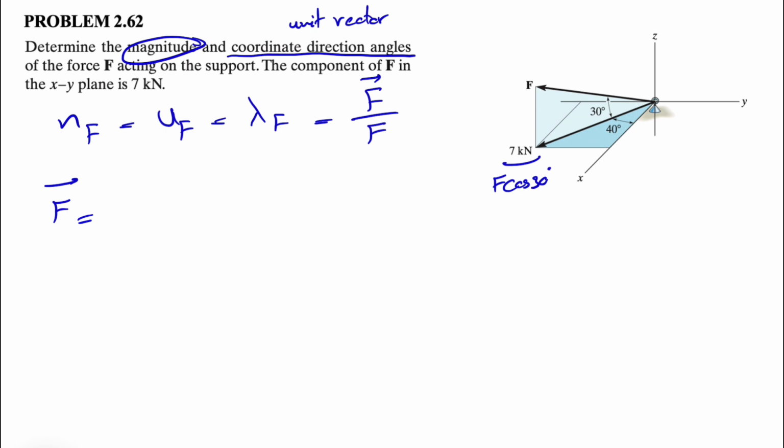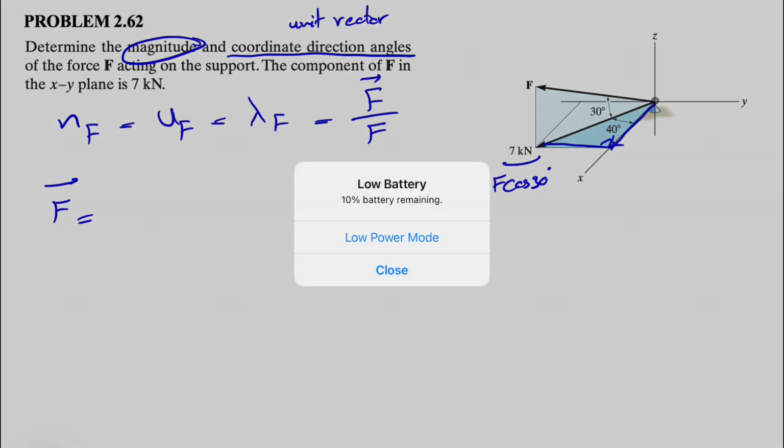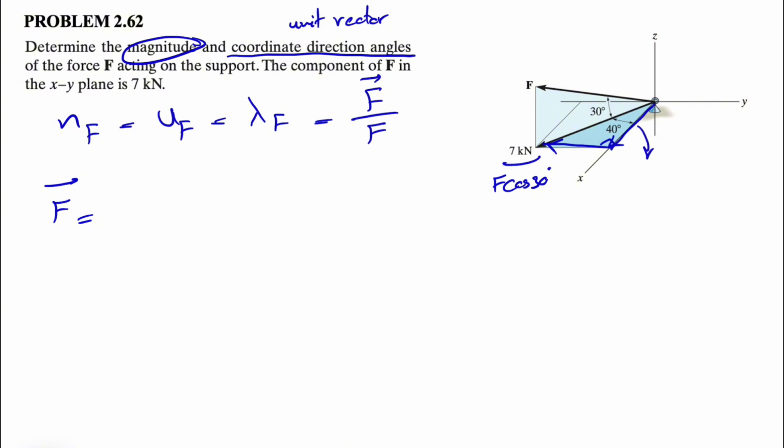Once we have that, it's easy enough because we have another right triangle here, and we can find the X and Y components. This will be the X component, and this will be the Y component. For the X component, we have the 7 kilonewton, or F cosine of 30 degrees, times cosine of 40 degrees. For the Y component, again we have F cosine of 30 degrees times sine of 40 degrees, which is the other angle. Keep in mind that our Fy is in the negative direction of y, but our x is positive.